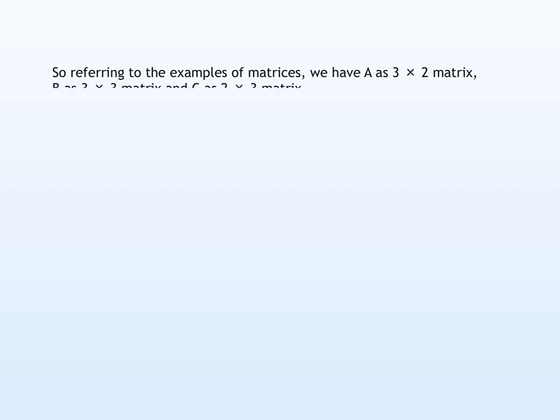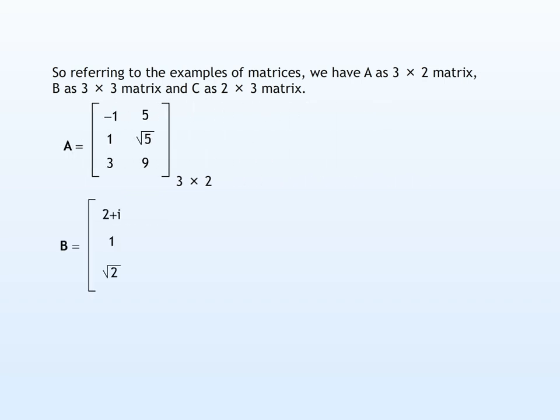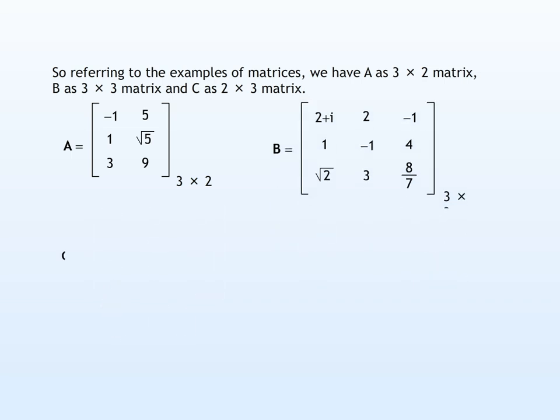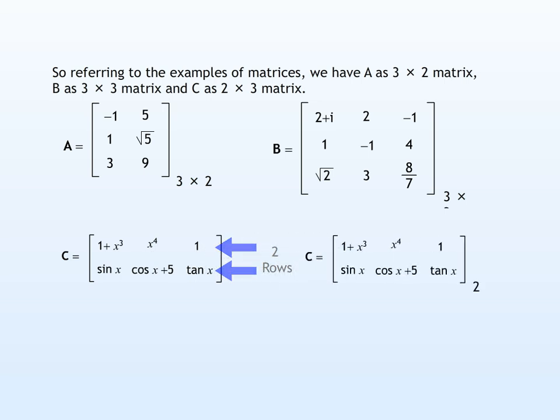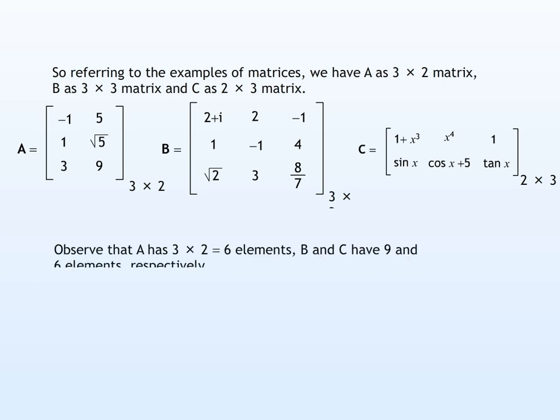So, referring to the examples shown earlier, we have matrix A as a 3 by 2 matrix, matrix B as a 3 by 3 matrix, and matrix C as a 2 by 3 matrix. Observe that A has 3 into 2, 6 elements, while matrices B and C have 9 and 6 elements respectively.